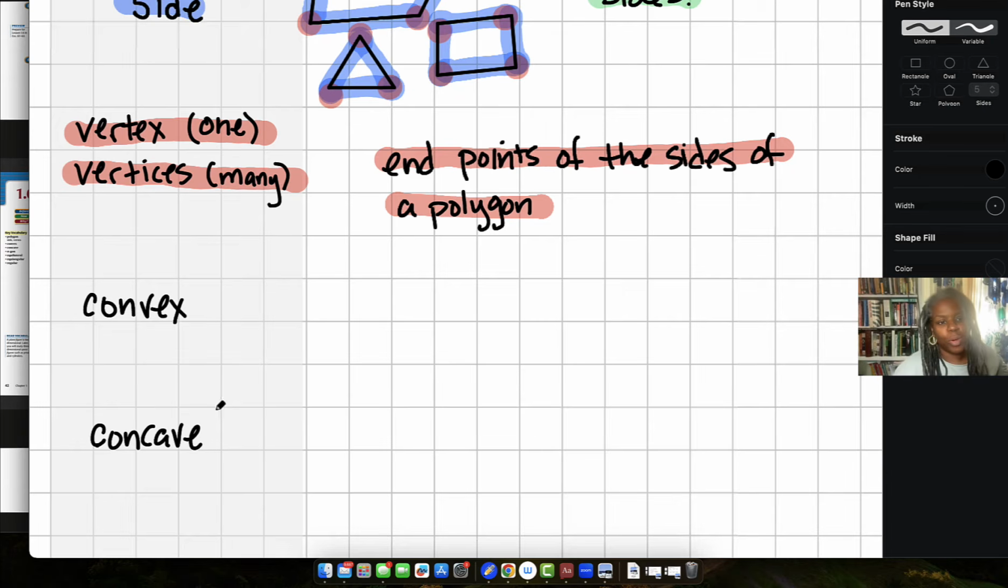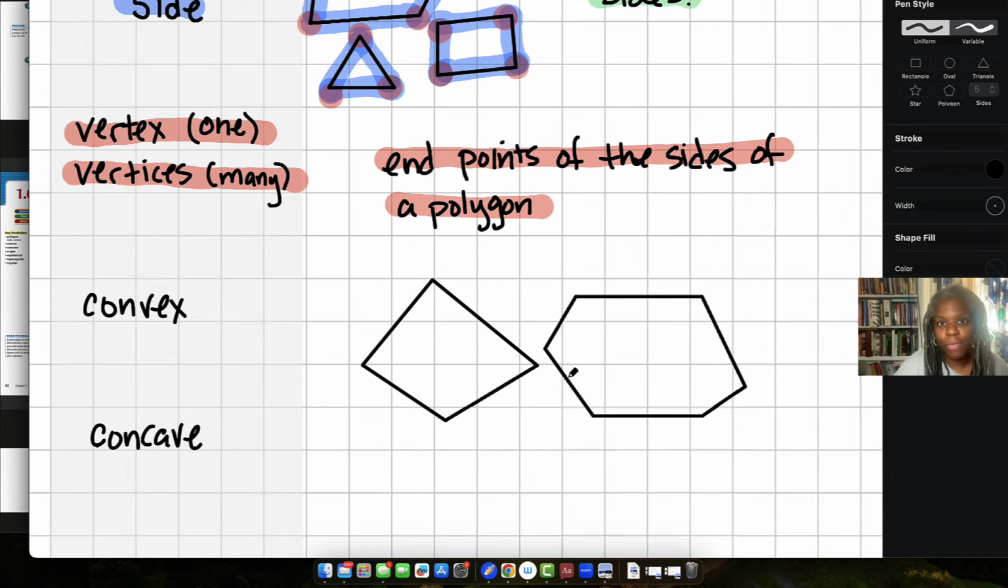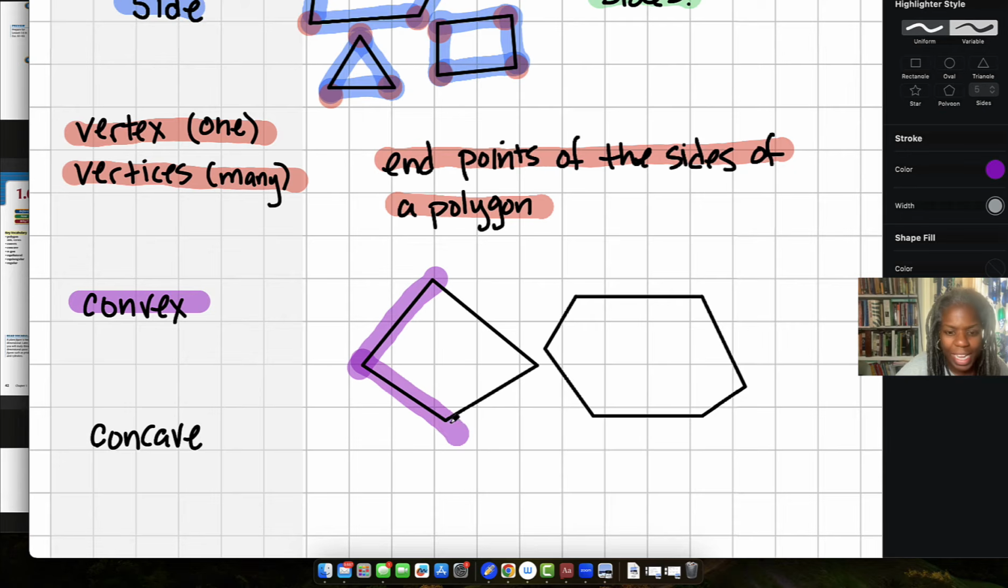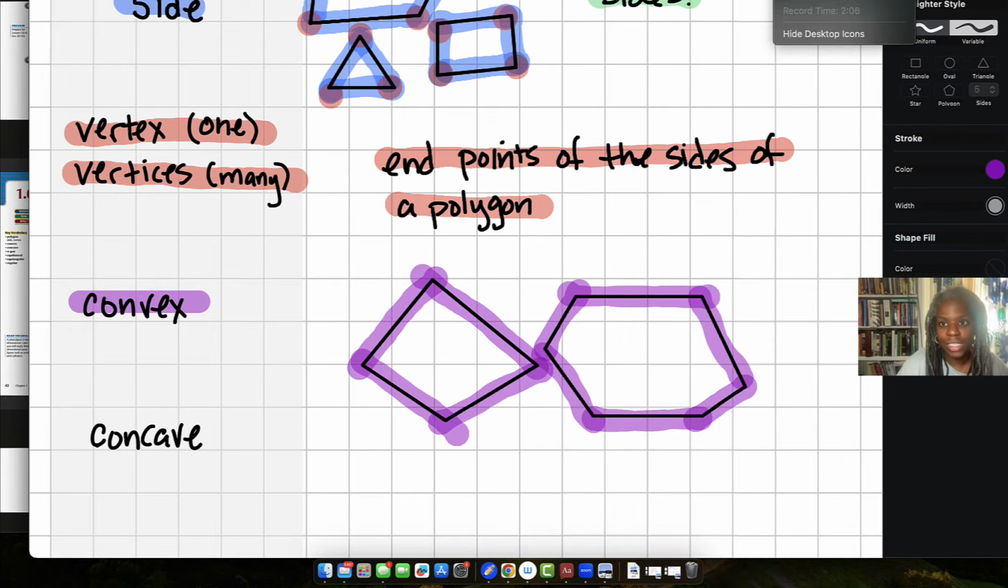We've got 2 other words here. This is going to describe or classify polygons. Polygons can be either convex or concave. These examples of polygons, these guys are called convex. Notice that all of the angles are on the outside, the exterior. We could even look at the fact that if I followed the line of any of the sides, I always stay outside of the polygon, okay? So these are convex. Let's look at what concave looks like.